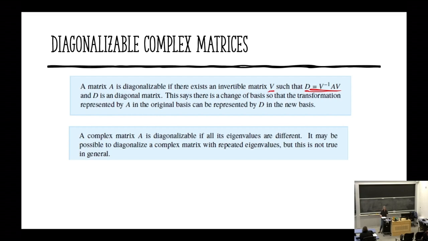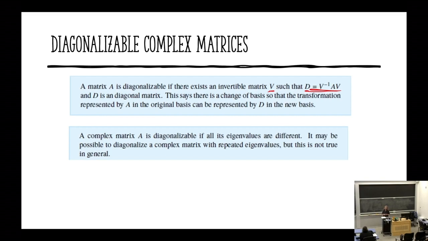If we can compute all the eigenvalues of a complex matrix, can we diagonalize it? The answer is no. We can only diagonalize it if all the eigenvalues are different.